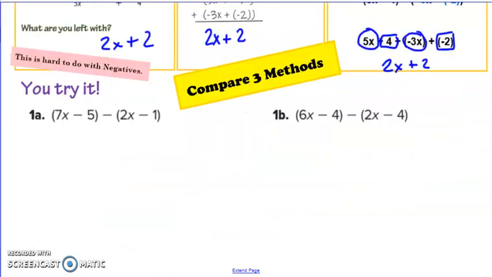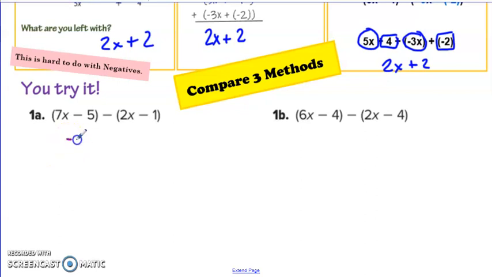Okay, let's look at these 2 examples. Okay, and I would like you to try these 2. Okay, so please pause it and take an honest effort at both of these, and let's check your work.